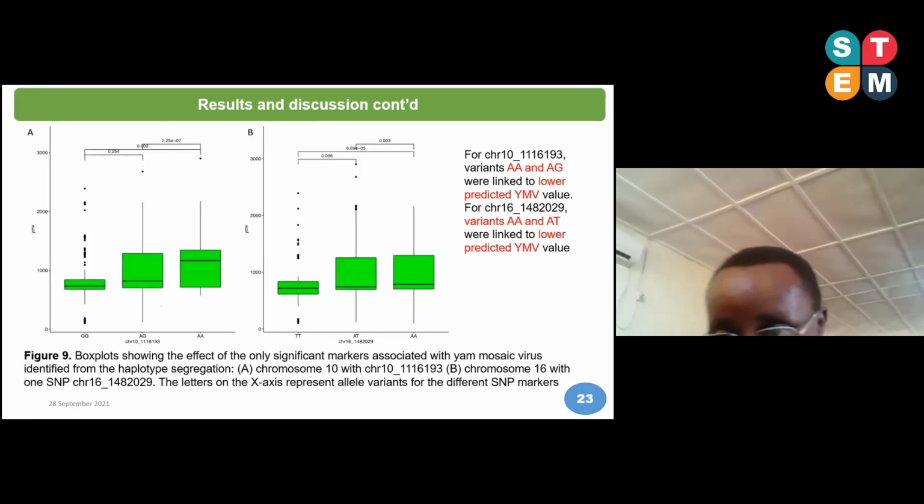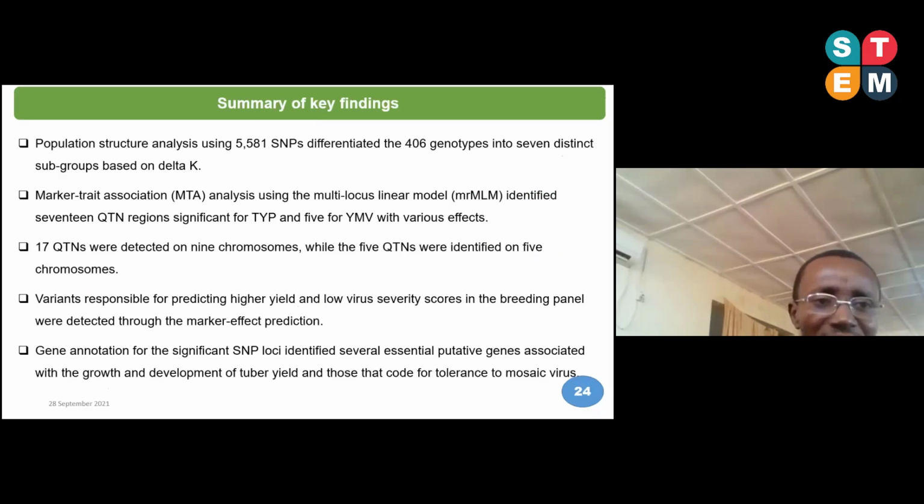Then for the yam mosaic virus, we also identified the variants AA and AG to be linked to lower predicted YMD values. Then on chromosome 16, we identified variants AA and AT to be linked to lower predicted YMD value. So for the population structure analysis, I already highlighted that 5581 SNPs differentiated these 7 distinct subpopulations.